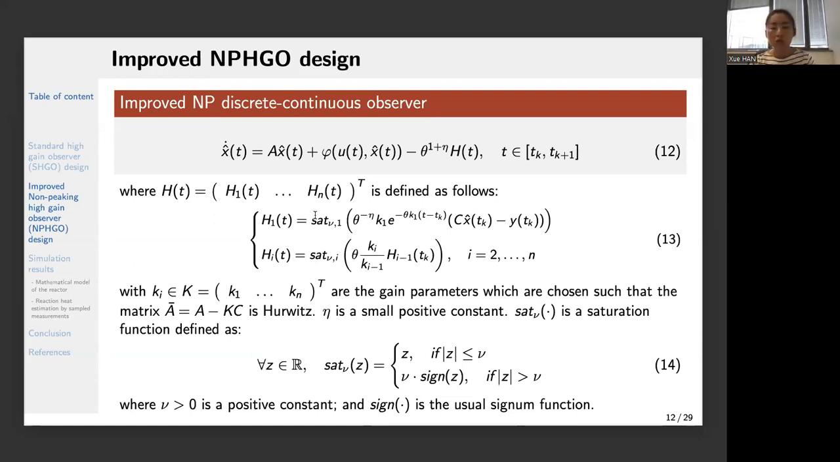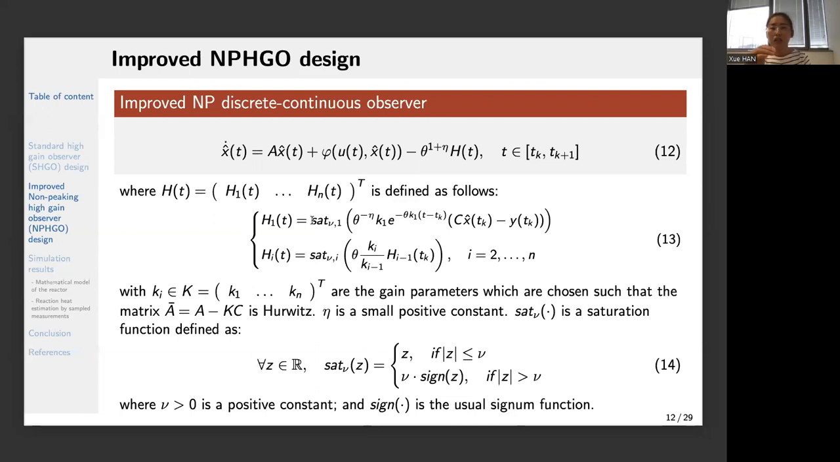So we can see for this H1 equation, it has an item from the estimation, the last error coming from the sampled measurements. And this part is the same as the standard one. But here, what we use is the saturation function.